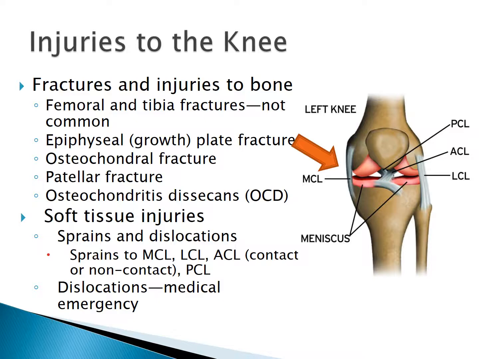The ACL is usually injured when an athlete is decelerating, plants the foot, externally rotates the femur, and has the knee in a valgus position. This is a classic non-contact ACL injury mechanism. A forced hyperextension of the knee is also a possible mechanism of injury for this ligament. Surgery is recommended for patients who are active.